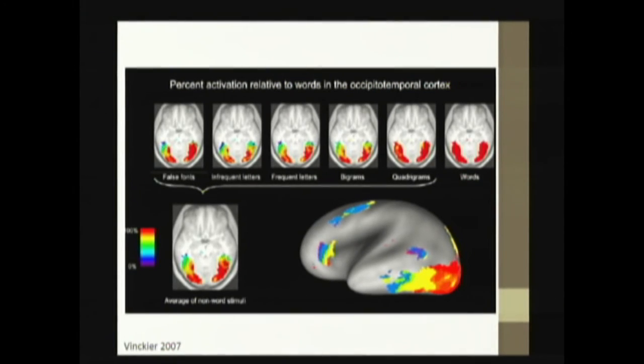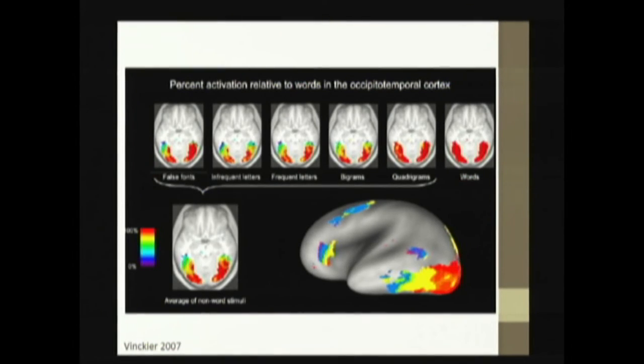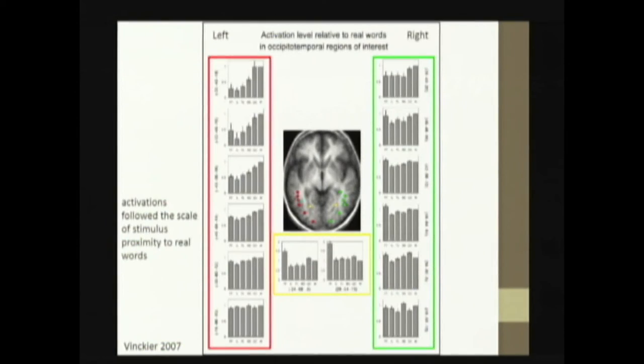But you can see the activation was most prominent once things became close to words, or words per se, because of the specialization of these areas. They showed the same thing here, so focus on this left side, the anterior to posterior gradient, where you get the most activation in the anterior regions just for things that truly resemble words. And as you go more posteriorly, activation becomes more prominent for other items.